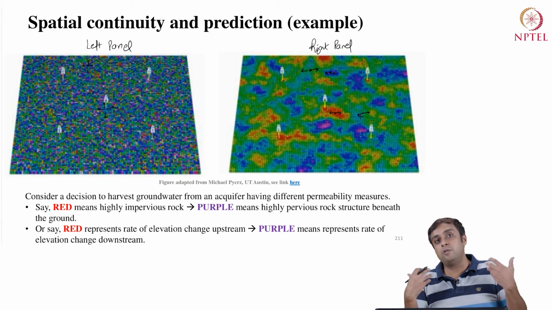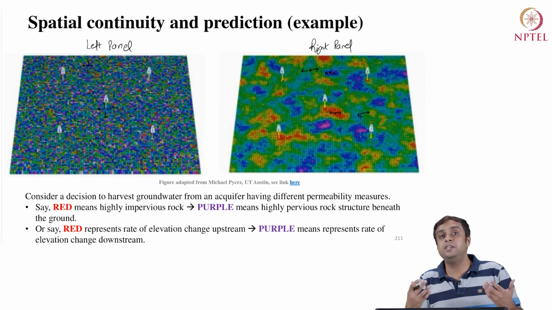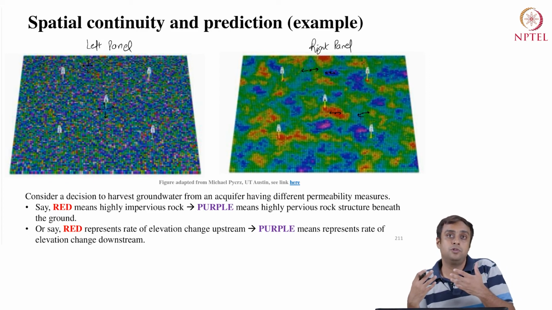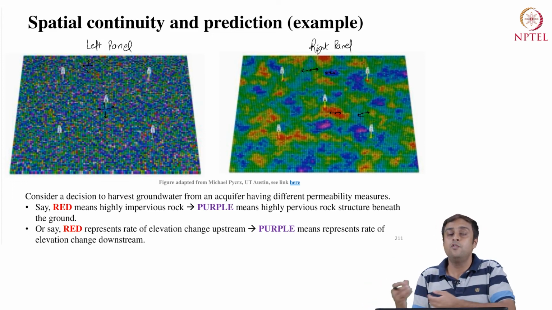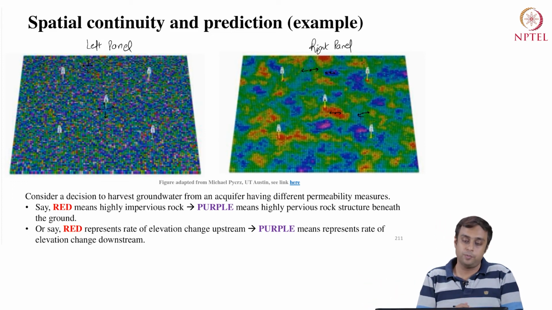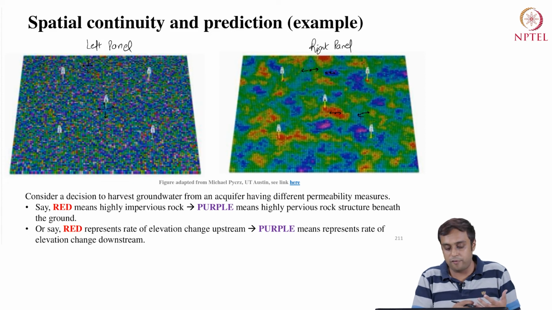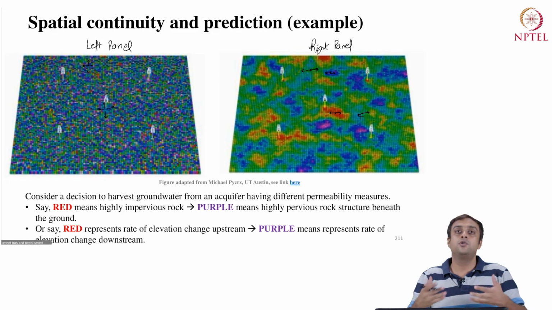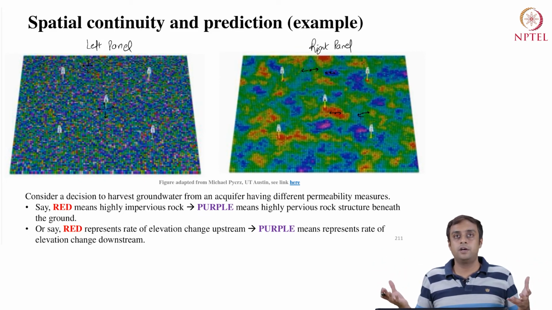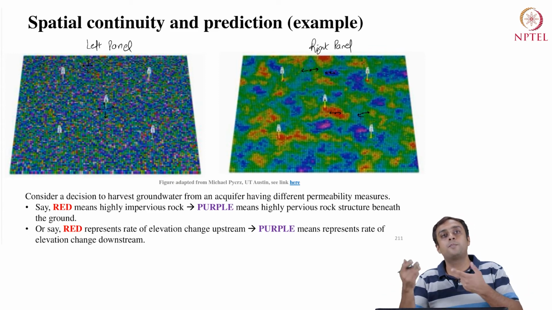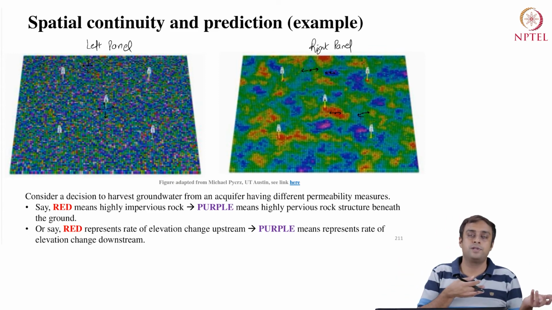So learning about spatial statistics indeed provides us an opportunity to model such structures, but then also to conduct prediction, which has a lot of economic and social value, okay? Now here, it's an example where we can consider a decision to harvest groundwater from an aquifer having different permeability measures, right? An aquifer is something that we saw last time. It's a rock structure beneath the ground, and it could be permeable or porous, or non-permeable or non-porous, right?